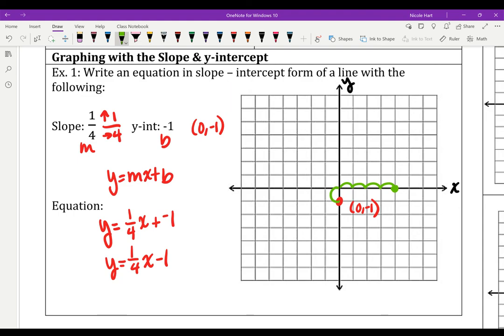If you would like another point, instead of going up 1 and to the right 4, you can do the opposite, which is down 1 and to the left 4. 1, 2, 3, 4. And so that gives me 3 points to be able to draw a straight line. I'm not going to be as neat about this. There we go. So if we look at our points and that line, that is graphing our equation in slope-intercept form.